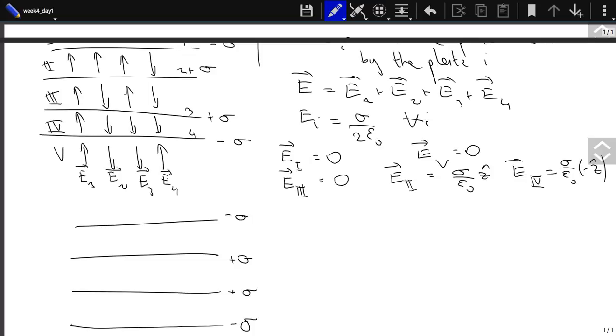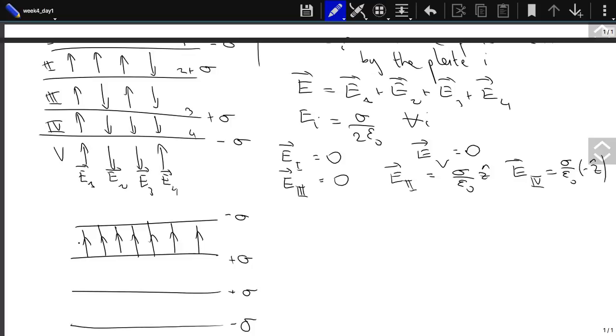But we could have also done this another way. Let's first imagine we bring this minus sigma charge plane, and then we bring this plus sigma charge plane. We have already studied this two-planar charge distribution. We know the electric fields. They are pointing from the plus sigma to the minus sigma plane. They will be uniform. Outside, the electric field will be 0.